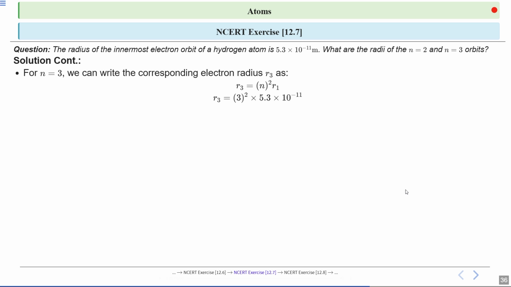Let's substitute n equal to 3 into our formula. So r3 equals 3 square times 5.3 times 10 to the power minus 11. That means we are multiplying 3 squared by the radius of the first orbit. After calculating, we find that r3 equals 4.77 times 10 to the power minus 10 meters. Notice how much bigger this is compared to the first orbit. Emphasize that each time n increases, the radius increases by n squared, not just linearly.